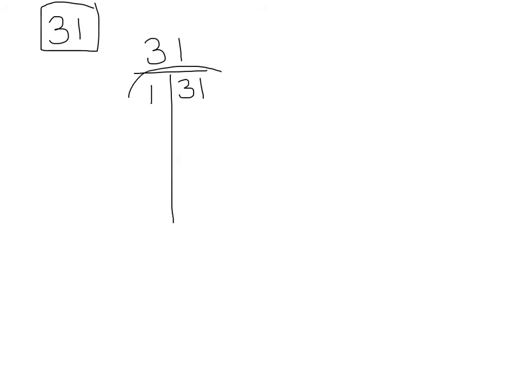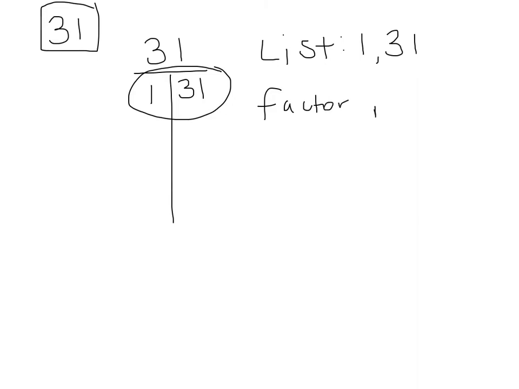So my only factors here, if I write them out as a list, are 1 and 31. Or if I write it as a factor pair, I would have it as 1 times 31. Since there's only 2 factors, then it again is a prime number.